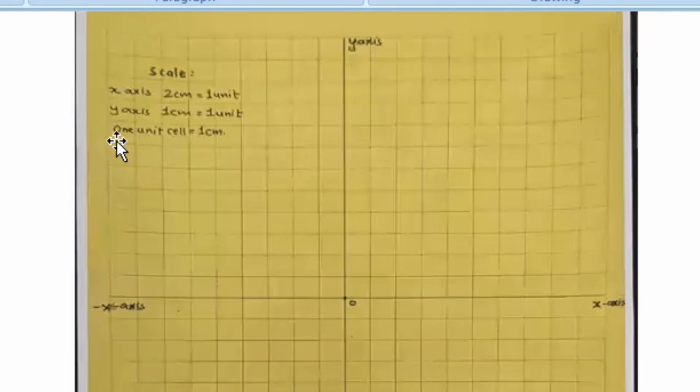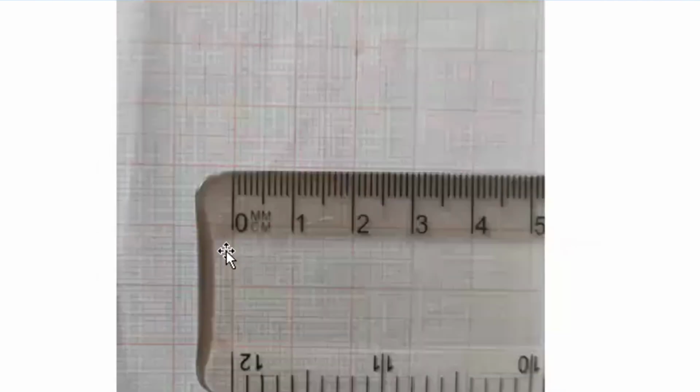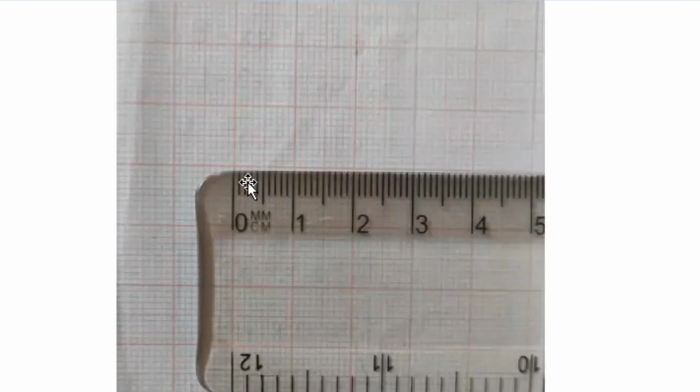So here we have the scale, and you have to keep that in your mind. In every graph, you can find that one small unit is equal to 1 centimeter. Let's have a look. Here I have one more graph. See, I put the scale. Maybe you have this kind of graph, not like the one I'm doing. In every graph, you can find the small cube equals 1 centimeter.